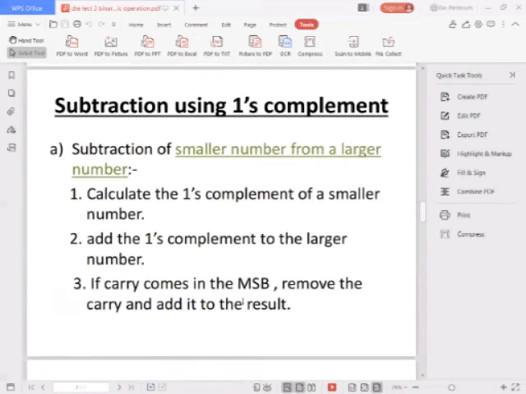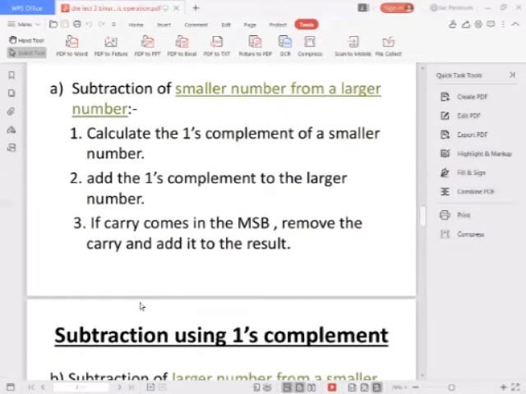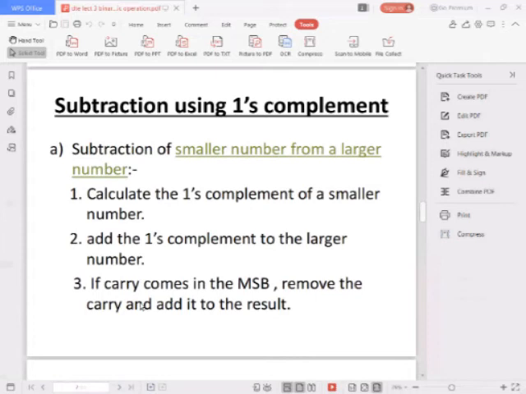The next part is the subtraction using 1's complement. These are the rules of the subtraction using 1's complement. Subtraction of a smaller number from a larger number. Step number 1, calculate the 1's complement of the smaller number. In step number 2, add the 1's complement to the larger number. In step number 3, if carry comes in the MSB, remove the carry and add it to the result.